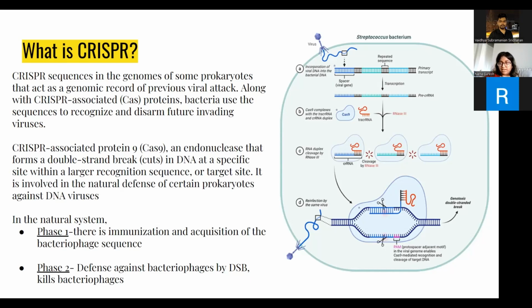CRISPR-associated protein 9, Cas9, is the most important. It is the most prevalent Cas in our toolkit right now. It acts as a scissor. We have other Cas proteins as well, which act as shredders, but Cas9 is a scissor. It makes very precise edits in the place that we want. If we are able to engineer it to take it to the right spot, Cas9 is very precise in what it does.